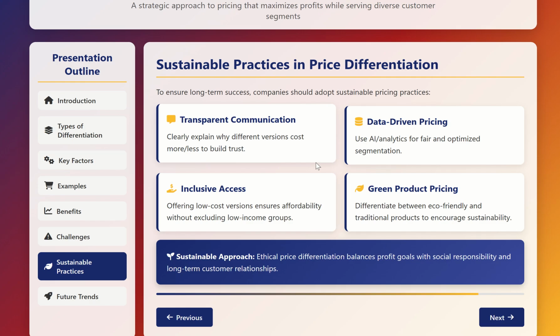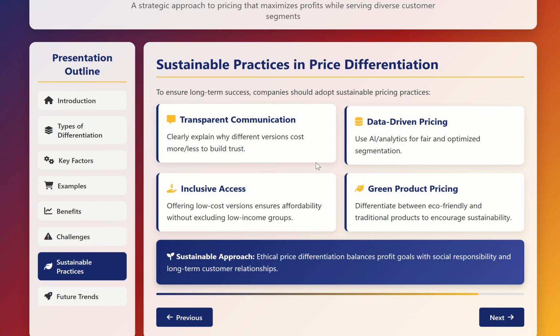Greener product pricing. What is the sustainable approach? The ethical price differentiation that balances profit goals with social responsibility and a long-term customer relationship. This will help you to apply a sustainable approach in product price differentiation.